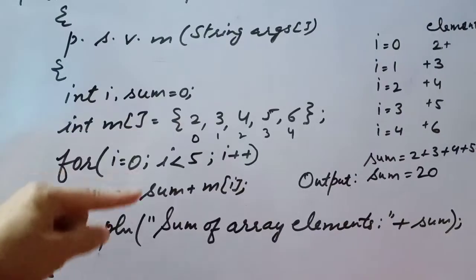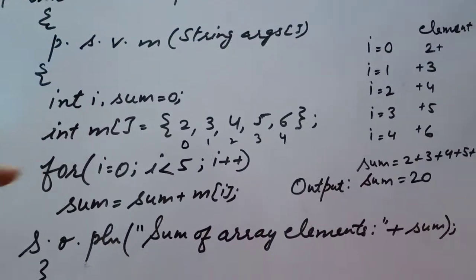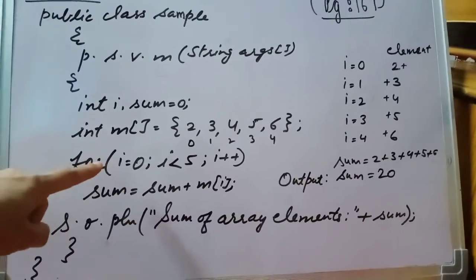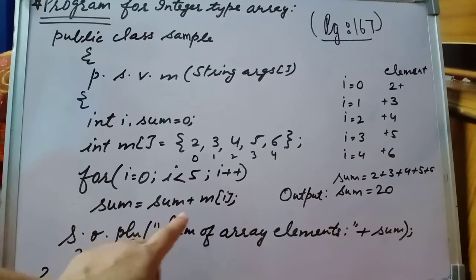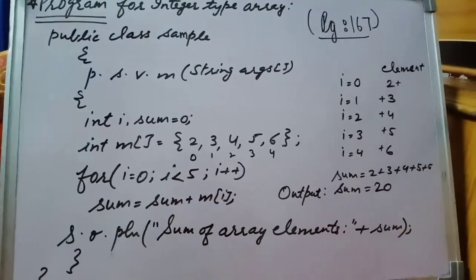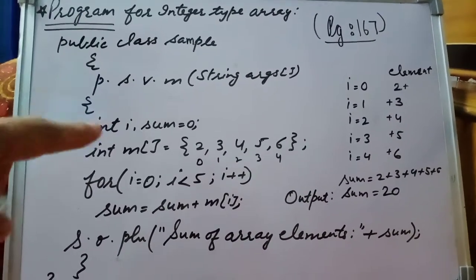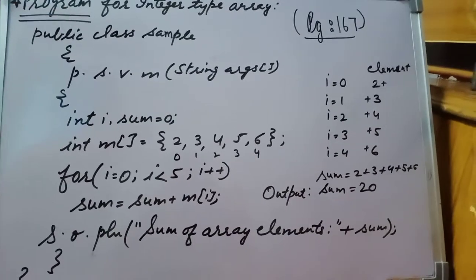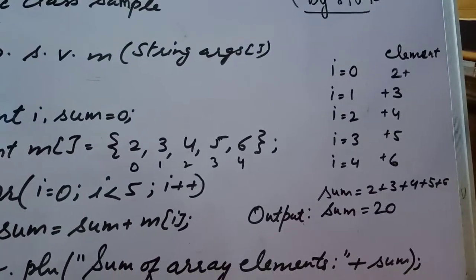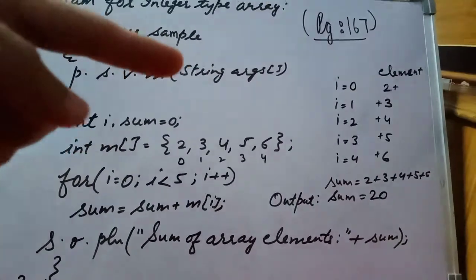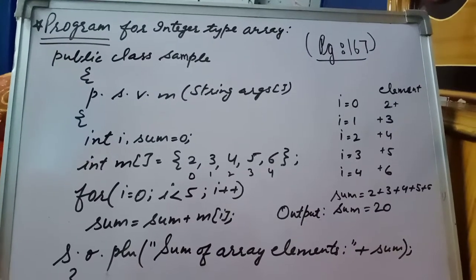This way one by one all numbers will come and its sum will be calculated in the variable sum. So when this loop will stop its working, then it will display its output as sum of array elements plus sum. See inside, when the value of I is 0, what is on 0 subscript 2? Then I1 next element, I2 next element, and so on. This way all the values will come one by one and added in sum. So you can do same way other programs also.